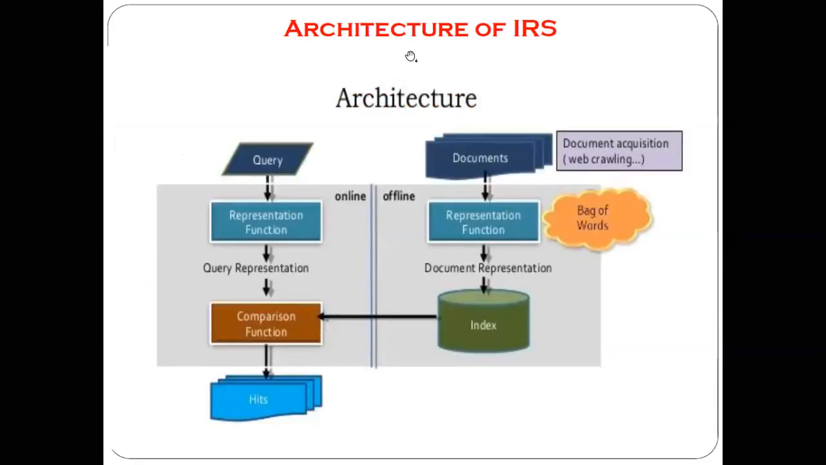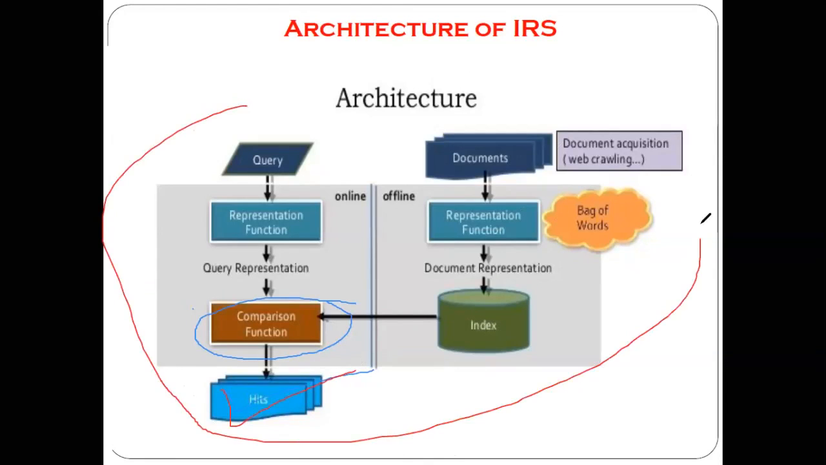Here you can see the last part, the comparison function. In the comparison function, those documents which have the highest hit ratio, the highest ranking, are presented to the user. Here you can see, yes, all of you can see it. So this is nothing but our whole information retrieval system.